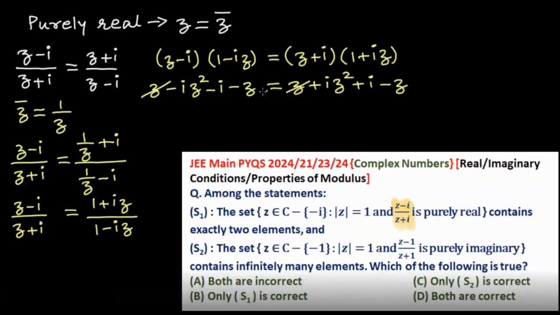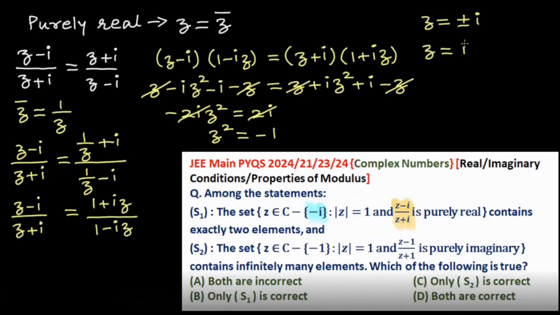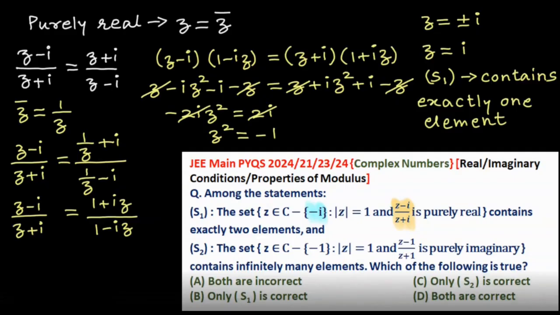Cancelling z and minus z, we get minus 2 iota z square equals 2 iota. Cancelling 2 iota, z square equals minus 1, z equals plus minus iota. But in the question, minus iota is excluded, so we will have the only valid solution as z equals iota. Therefore, set S1 contains exactly one element. That makes statement S1 incorrect.